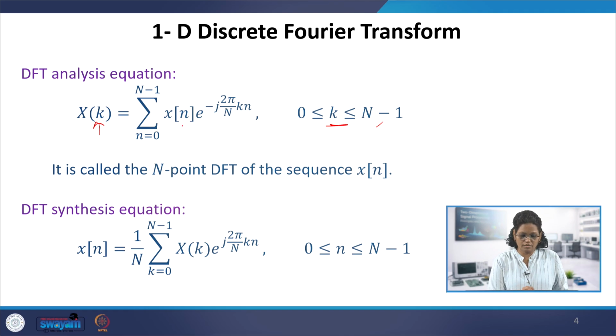So if there is a similarity, then this summation results in a value that depends on the similarity, or it results in 0. So the correlation between these two results in a value. So that's how we find the DFT.